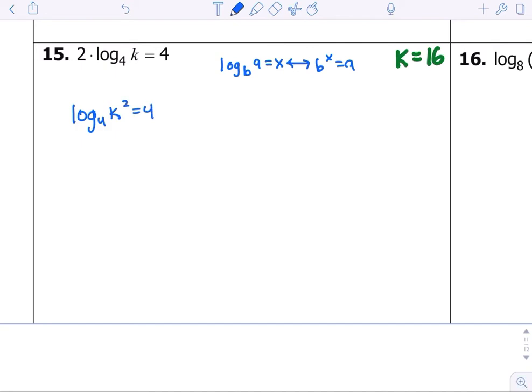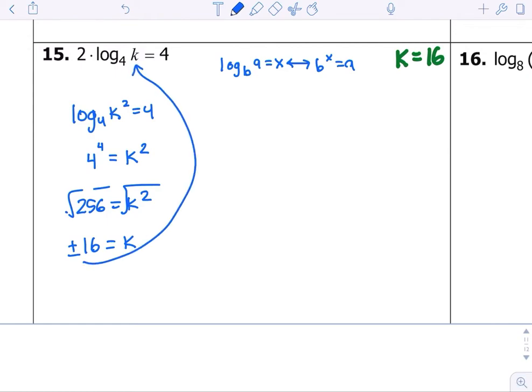Now we can use your log form and change it to exponential form. So 4 to the 4th power is equal to k squared. 4 to the 4th is 256 equals k squared. Square root both sides, and you're going to get k equals plus or minus 16. If you plug in positive 16 into that k, that is okay. But if you plug in negative 16, you're going to get log base 4 of negative 16, which is not good. So your only answer is k is equal to 16.